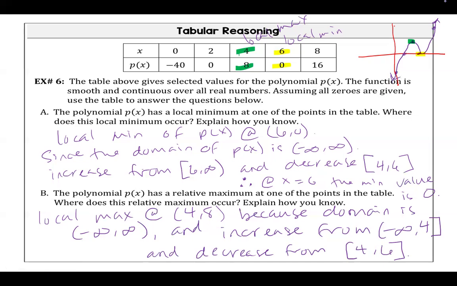Okay, all right, so that's our tabular reasoning. Again, what's the key thing you should do when they give you a table? Draw a little graph, sketch it out. Do not feel like you have to do everything just from the table. I could, but why would I want to stress that hard?